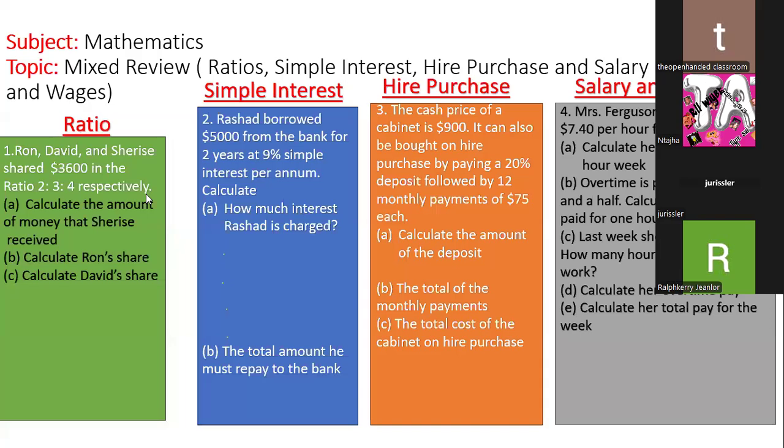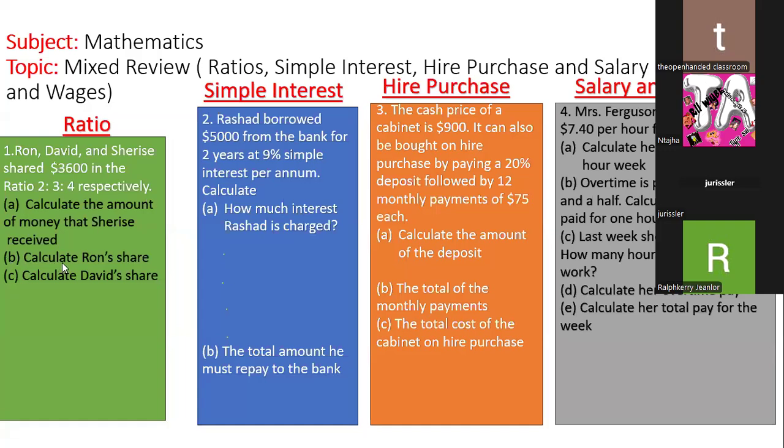So let's go ahead and do that. Let's first find one equal part. In order to find one equal part, we have to take 3,600 and divide it by the sum of 2, 3, and 4. What is the sum of 2, 3, and 4? 9. Yeah, 9. Very good.